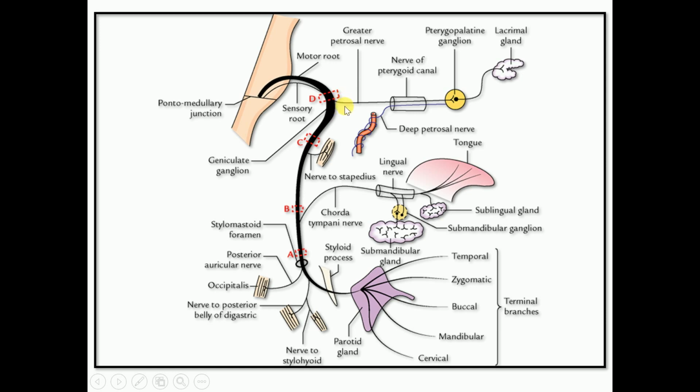Now facial nerve enters the facial canal in the petrous part of the temporal bone via opening in the bottom or fundus of the internal acoustic meatus. Then this facial canal is divided into three segments: labyrinthine segment, tympanic segment and mastoid segment.